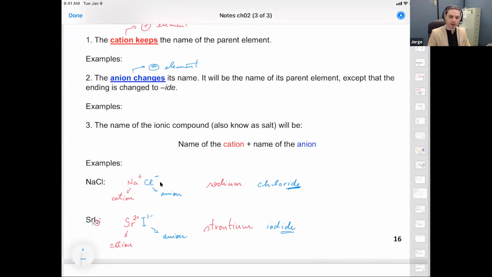Okay, so you must be able from the formula to write the name and also do the opposite. Looking at the name, you must be able to write the formula. Just because I did not show an example using the name to determine the formula doesn't mean I cannot ask you that, okay?